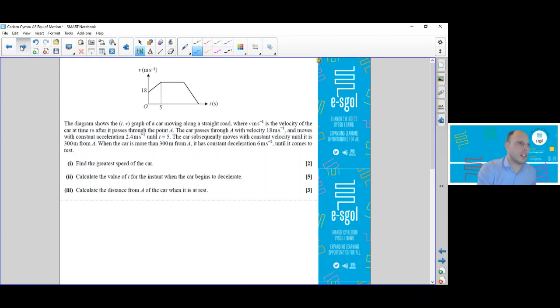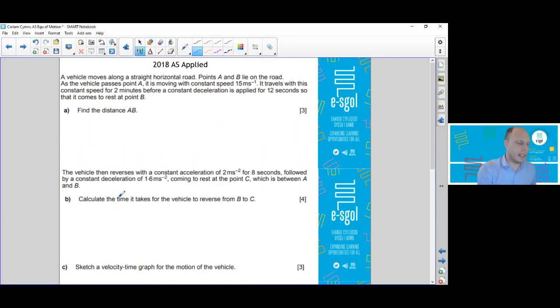Now, the next question I've got, this one does go negative, and this one is from the 2018 WJEC paper. So this one is a good one to actually have a go at. It gives us an idea of what we're going to be asked to do in the exam. I'm going to draw the graph for the first section. We've got a vehicle along a straight horizontal road, moving at a constant speed of 15 meters per second.